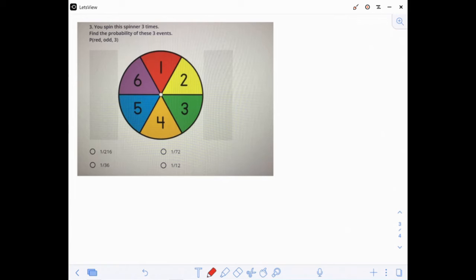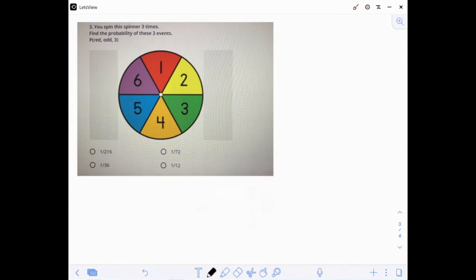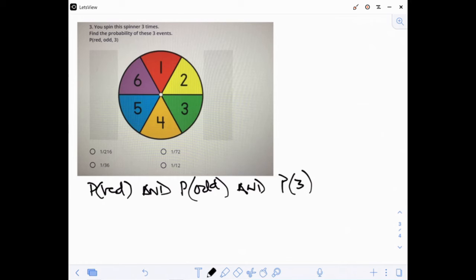The third question talks about the spinner, and I'm looking for three events. The probability of getting red and odd and 3. So let me write down what they're asking. I want to know the probability of getting red and the probability of getting an odd number and the probability of getting a 3. So first I need to calculate each individual probability.